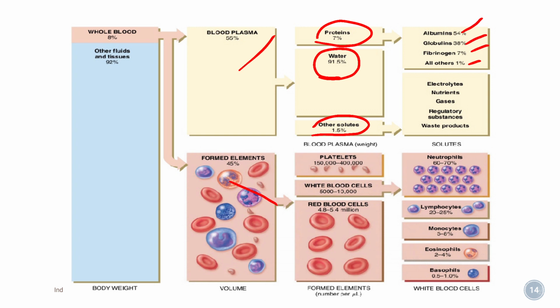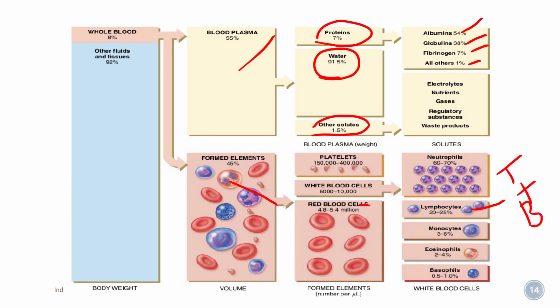Then we have formed elements. Now formed elements include what? WBCs and RBCs and platelets. So in WBCs we have various different types of WBC, which include neutrophils. Then we have lymphocytes, monocytes, eosinophils, and basophils. Now these lymphocytes are again divided into T and B lymphocytes.